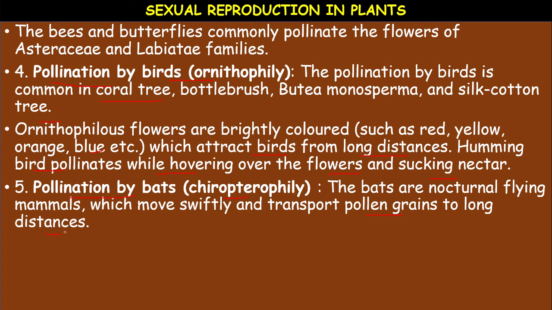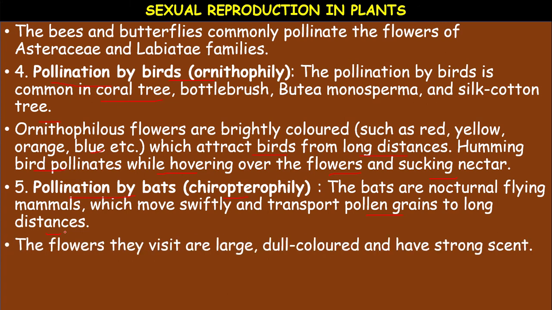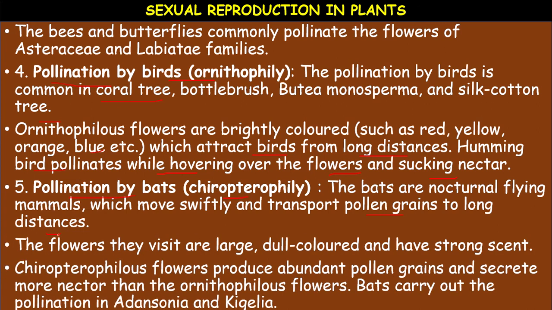Chiropterophily is found in some examples. Flowers produce abundant pollen grains and secrete more nectar than the ornithophilous flowers. The bats carry the pollen in Adansonia and Kigelia. Adansonia, Kigelia, and other examples are also there, Bauhinia, Anthocephalus. These are the examples of flowers which show pollination by bats, that is chiropterophily.